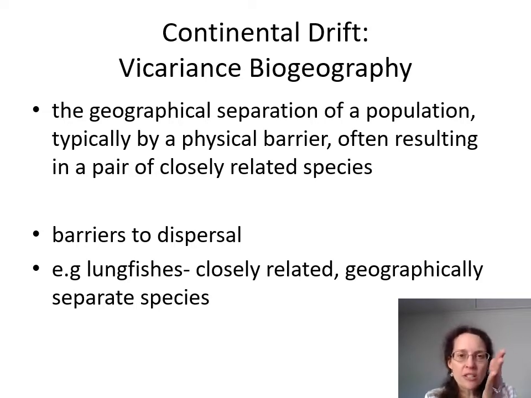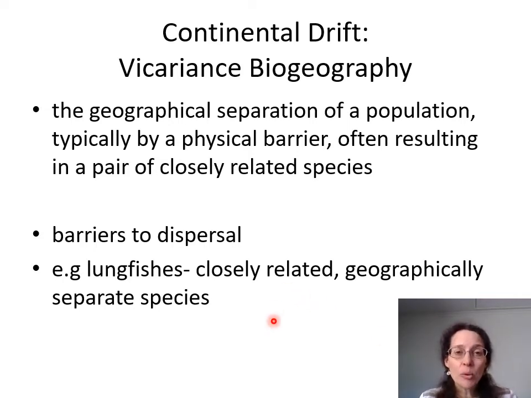So it could be like a physical barrier that comes in, like there's a river, a pond, and it gets blocked in half, and now you've got closely related species on either side of it. We see this when North America and South America touch. Finally, we get species on either side that are very closely related. But we also have it in more of a long term.